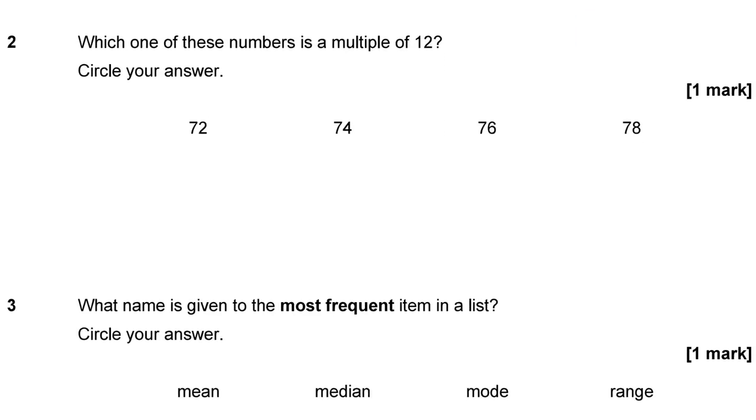Question 2. Which one of these numbers is a multiple of 12? Circle your answer. Okay, so do you know your 12 times table? 1 12 is 12, 2 12 is 24, 3 12 is 36, 4 12 are 48, 5 12 is 60, 6 12 are 72.